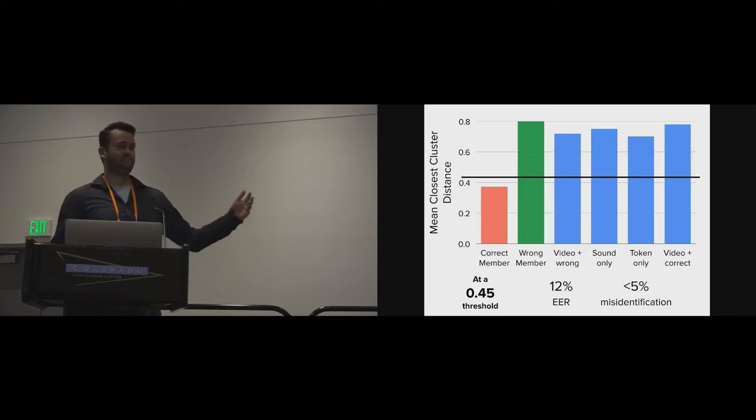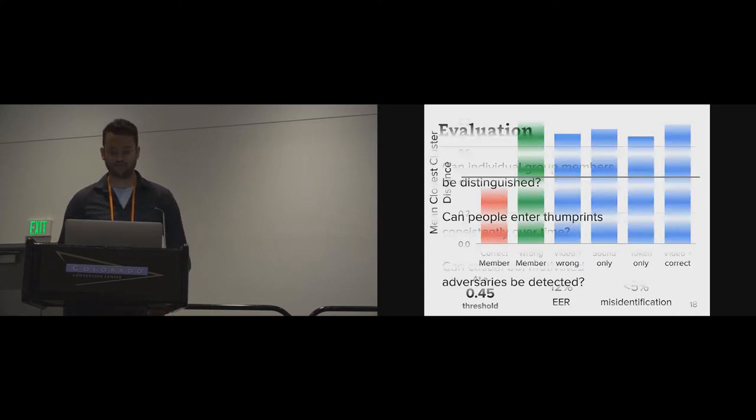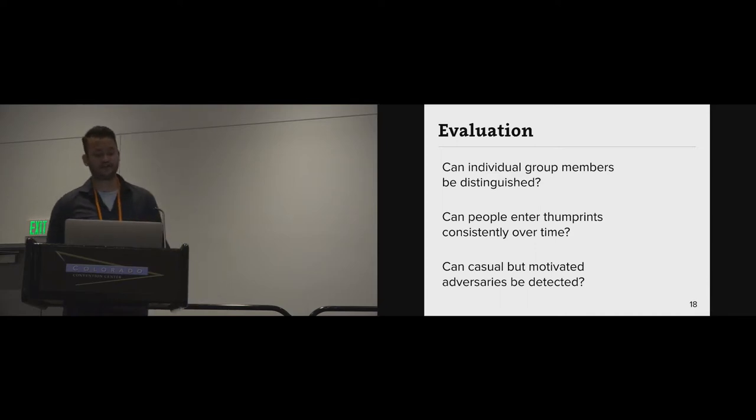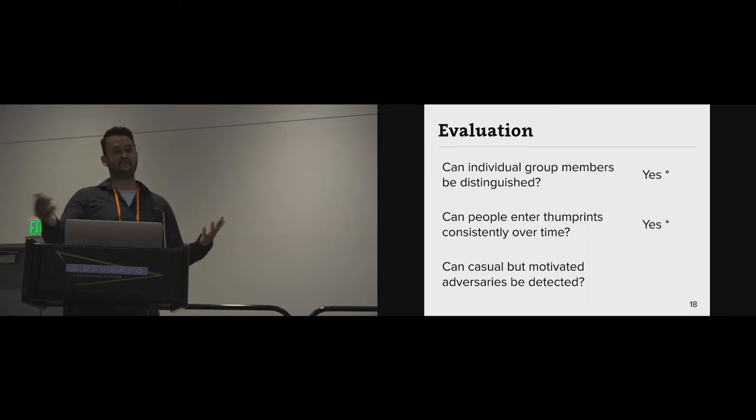And so the basic point here is that you can get that level of performance while also getting these social inclusivity goals that I was talking about before. So going back to those questions we asked in our evaluation, can individual group members be distinguished? The answer appears to be yes, with very low misidentification rate. Can people consistently enter their thumbprints over time? The answer again appears to be yes, because again, we tested on data collected 24 hours later.